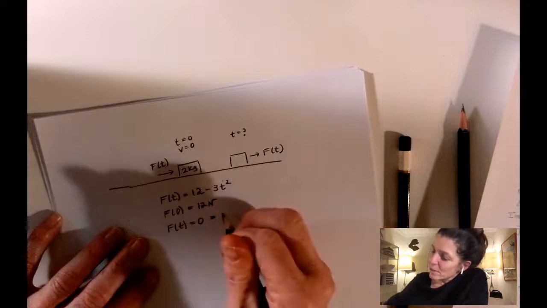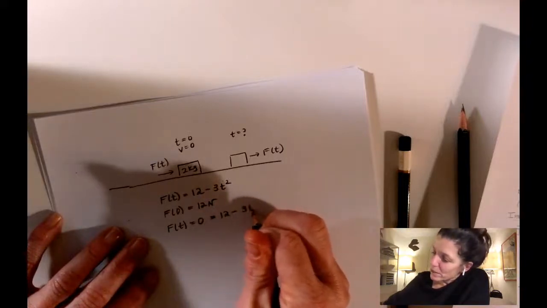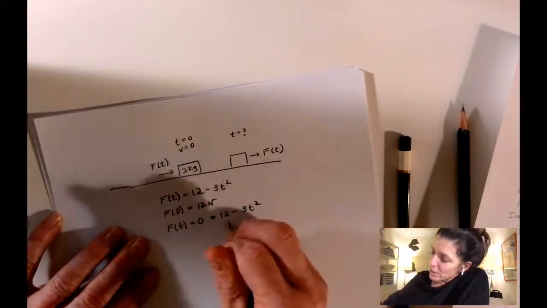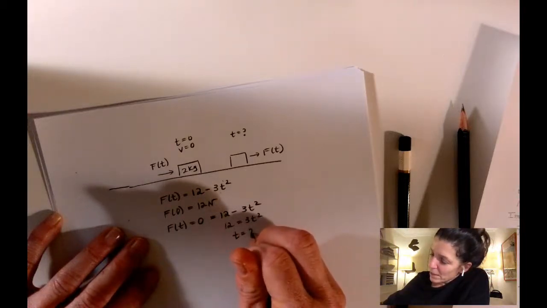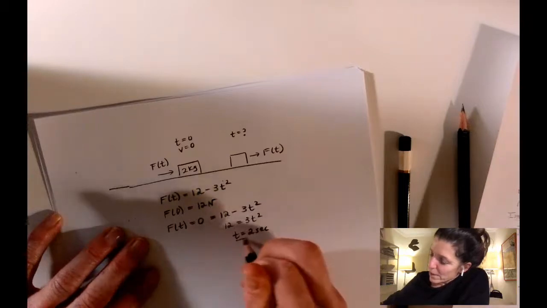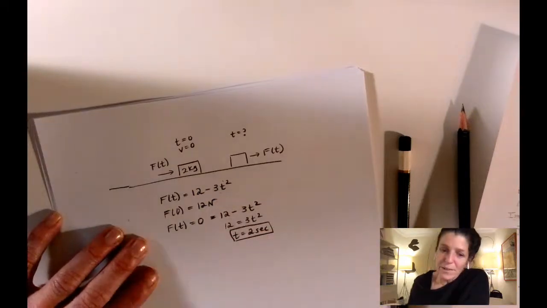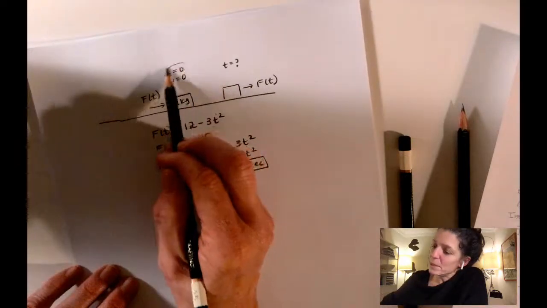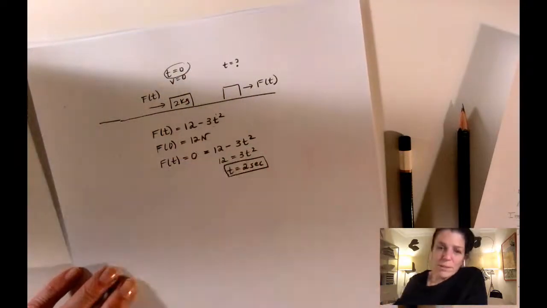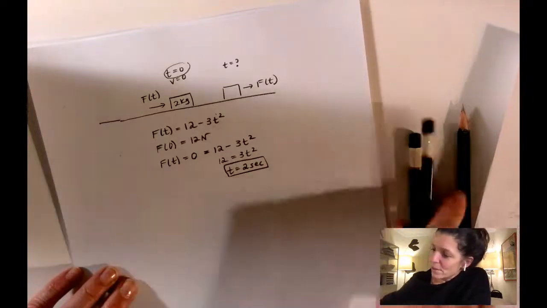So to find the time when the force is 0, that's going to be 12 minus 3t squared is 0. So 12 equals 3t squared. You can see I picked these numbers nice, that'd be nice. Okay, so 2 seconds. Let's analyze this then from t equals 0 to t equals 2 seconds. Let's figure out the impulse first. That's the first thing we can do.